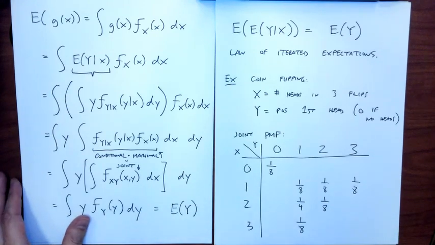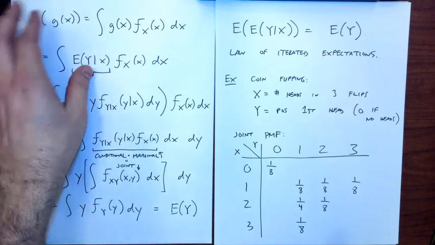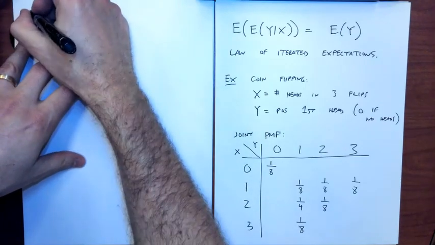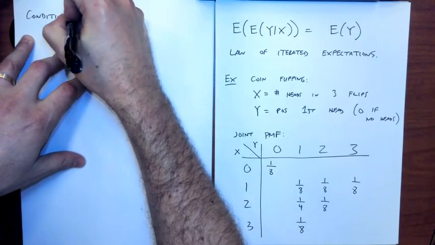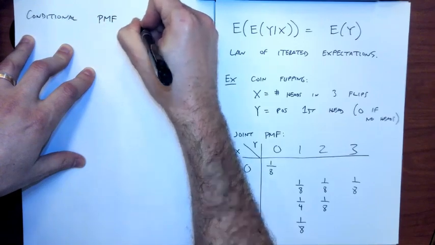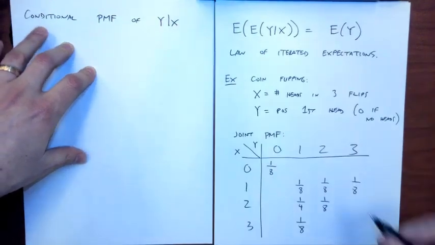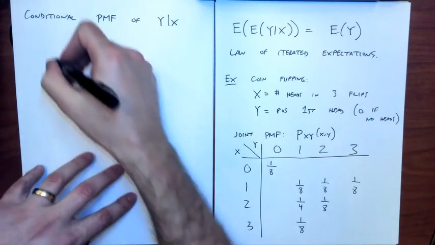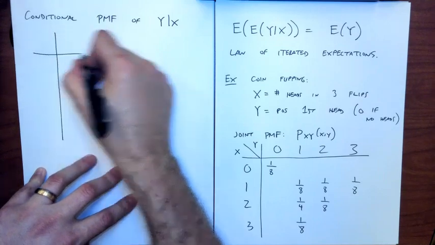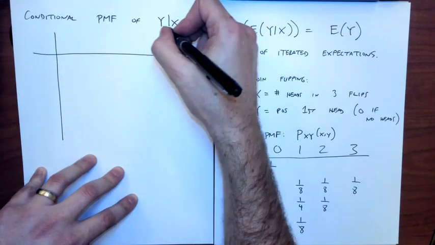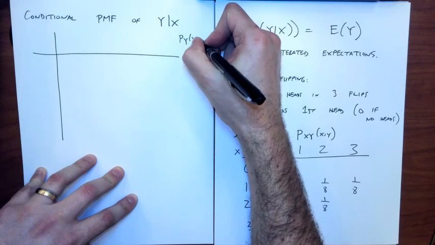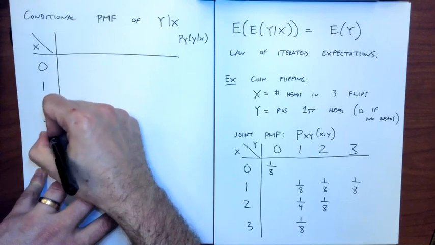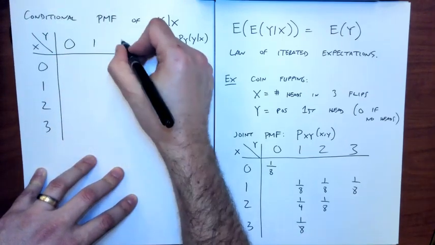And now what we could do is look at the conditional expected values. So first of all, let's look at the conditional PDF, or PMF, of y given x. So this is like the joint PMF. Now I'm going to make a similar looking diagram, but what I'm going to show here is P of y given x. So again, I have the same possible values for x, and I have these possible values for y.